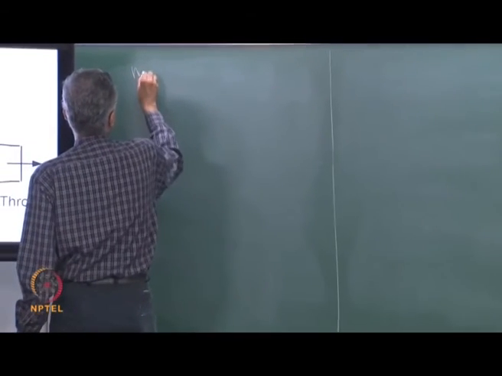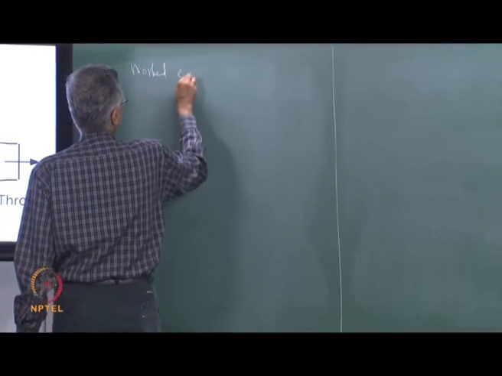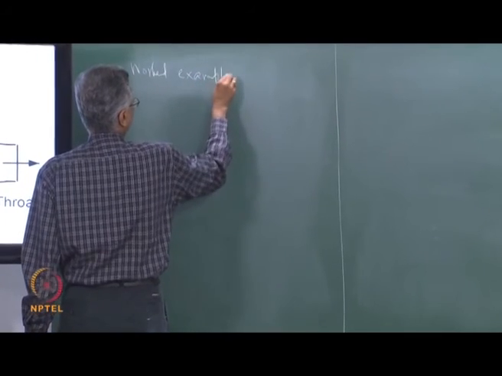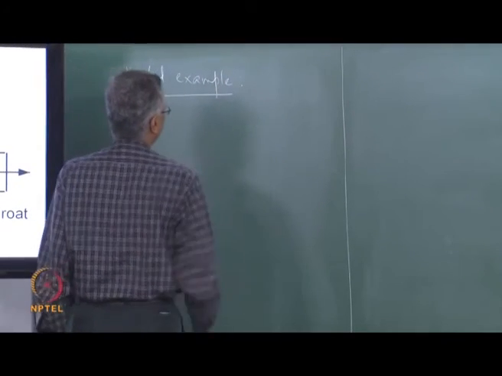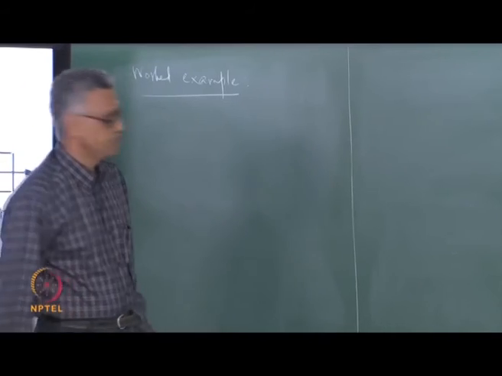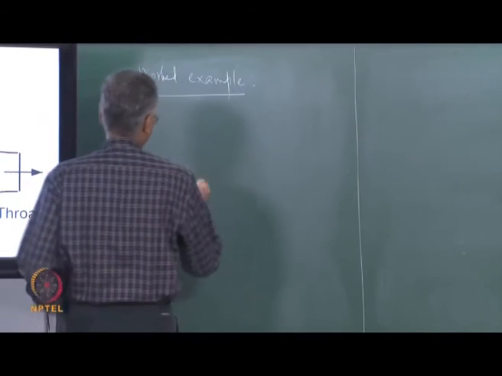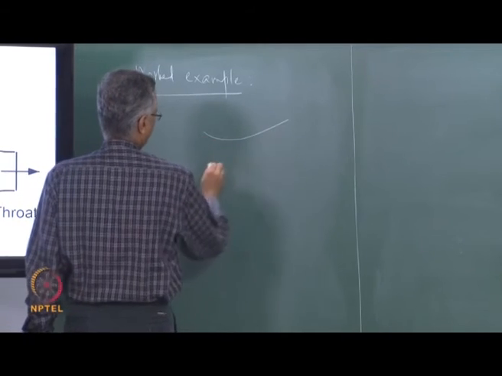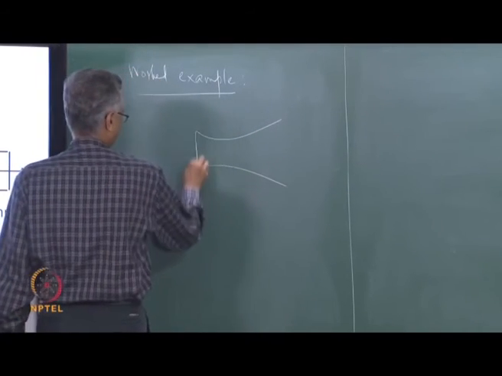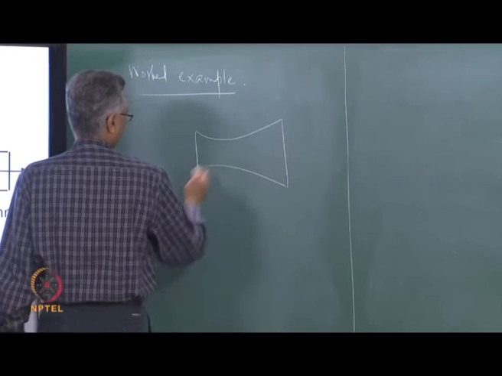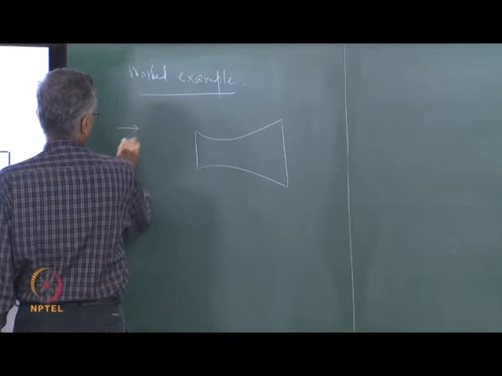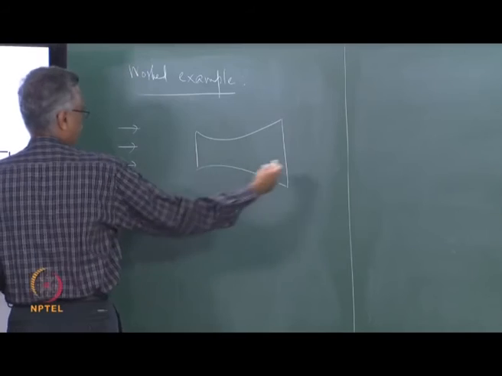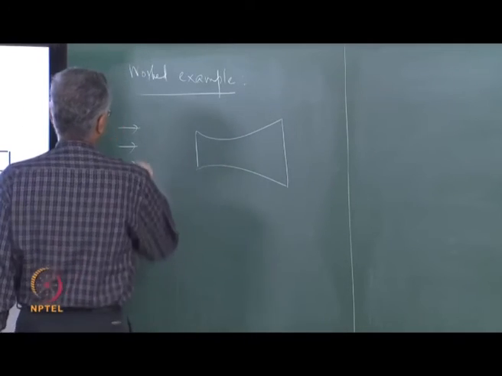So we look at the next worked example, which involves a supersonic diffuser. We are looking at the following situation: we have a converging diverging diffuser, and we have flow. So this is facing flow.